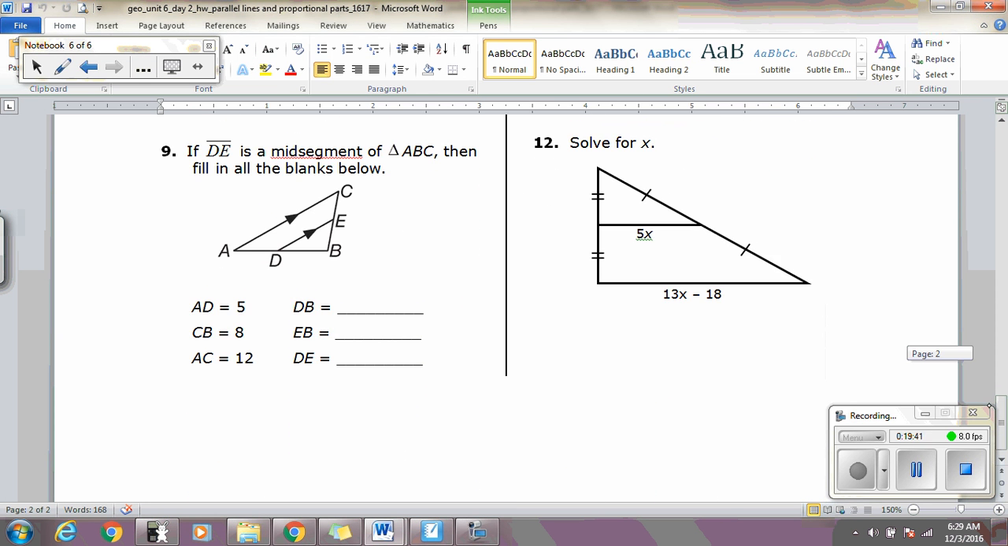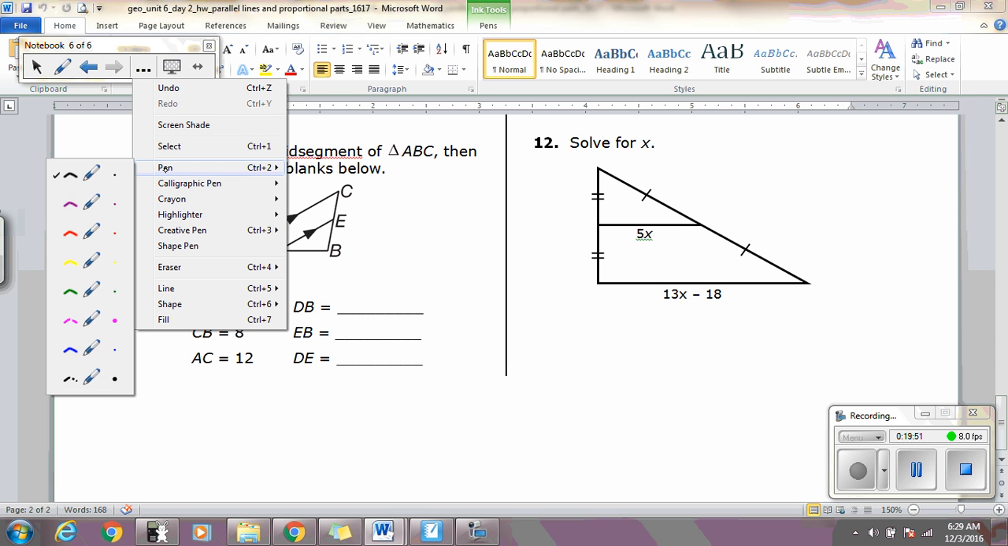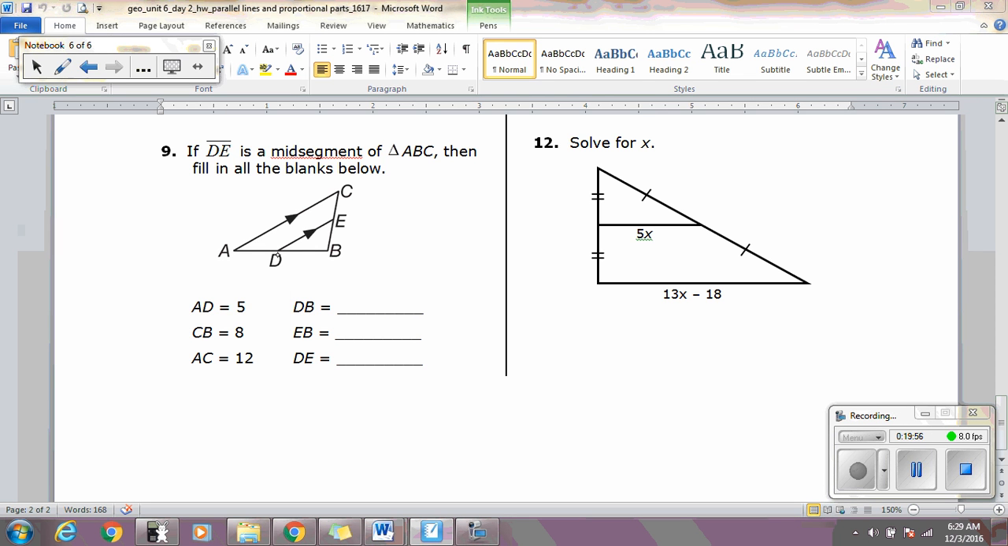And then our last odd says that if DE is a midsegment of ABC, we haven't talked about it yet, but you will soon. A midsegment connects two midpoints. So in other words, D is a midpoint, so AD is congruent to DB. And then E is also a midpoint, so CE is congruent to EB. That's what a midsegment essentially does, connects two midpoints.